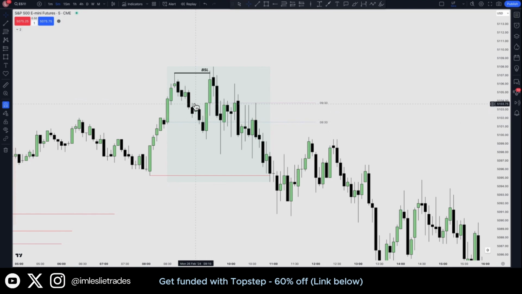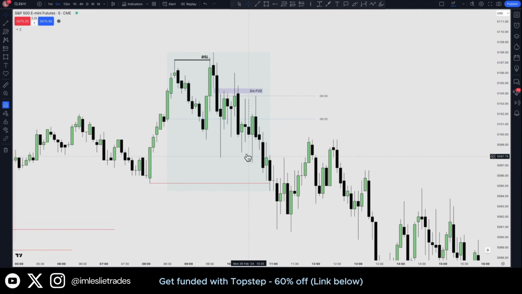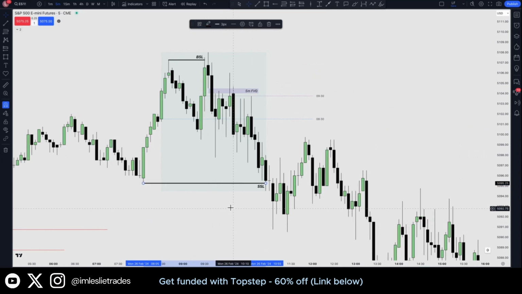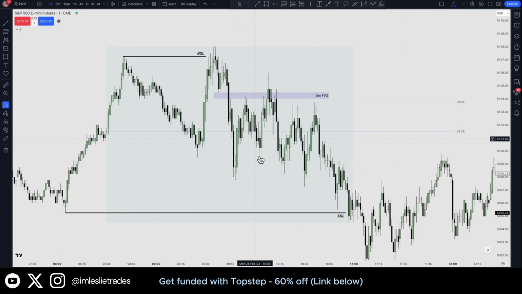And upon sweeping the buy side liquidity, price immediately displaced downwards with speed. It also left us a nice gap here. We've got a 5-minute fair value gap here. And once it does that, where do you think it's potentially heading? The opposing side of liquidity, which is the sell side liquidity here. And if we go down to a 1-minute chart, that's when you can be even more surgical with what you see. With this energetic move towards the downside, price created a market structure shift here.